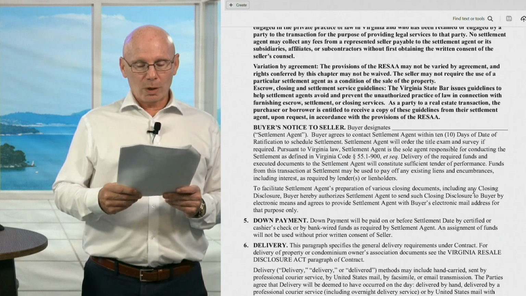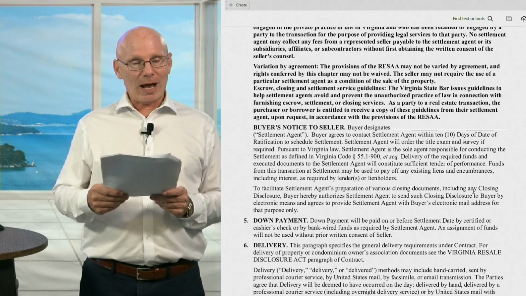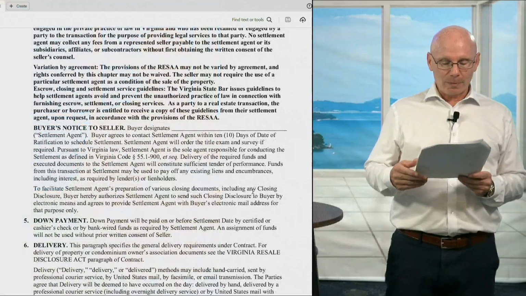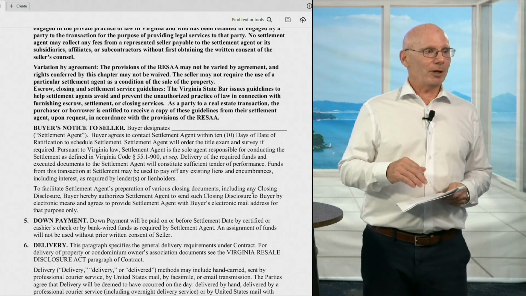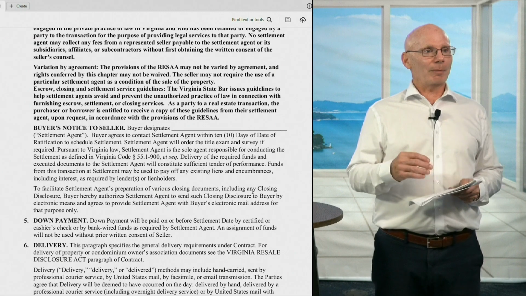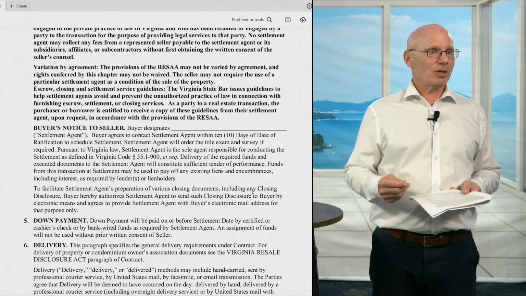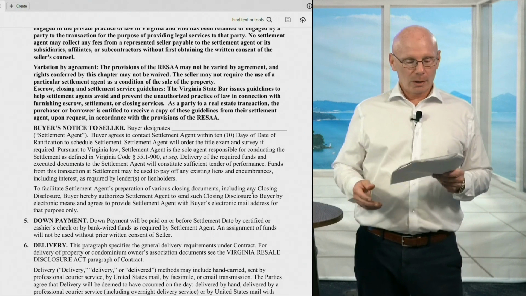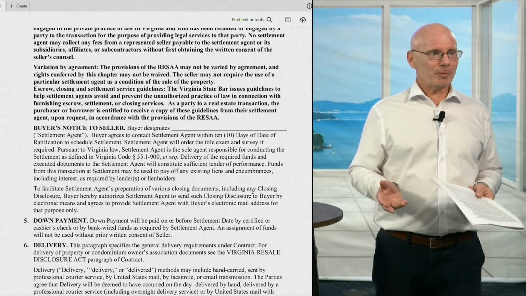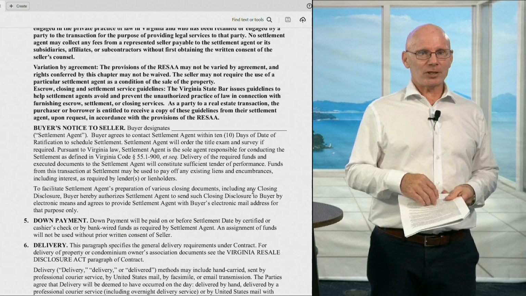Buyer agrees to contact the settlement agent within 10 days of date of ratification to schedule settlement. And then it goes on to say what the title company is going to do and all that kind of stuff. But the key one here is make sure that you or your buyer or the settlement agent is notified within that 10 days so that they can start the process of closing the property out. You would think that would never happen, right? But it does, trust me. Otherwise, it wouldn't be in here in writing. They wouldn't write it in here if it doesn't happen.